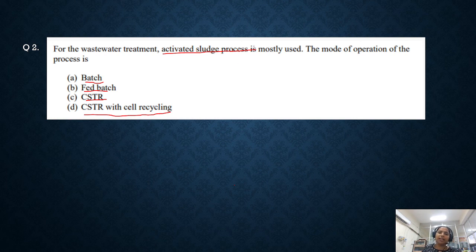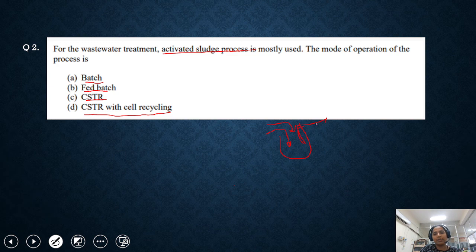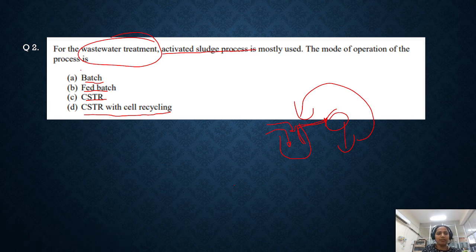It means when activated sludge process is used, then what we have done, mostly the substrate is added and the product and the biomass are removed at the same time. And even after the removal, recycling of this same compound is occurring, because in the wastewater treatment we have to remove all the things, we don't require that product or want to collect that product. That's why in this CSTR is used with recycling. So answer to this question is D.